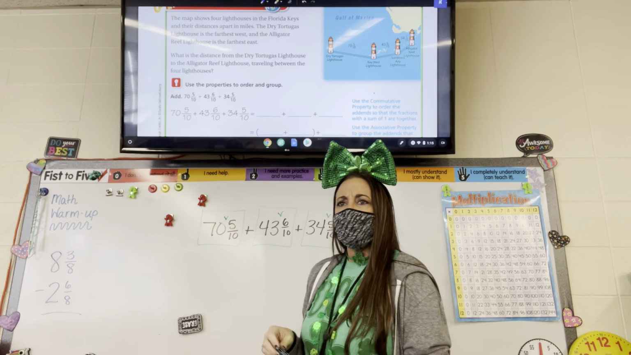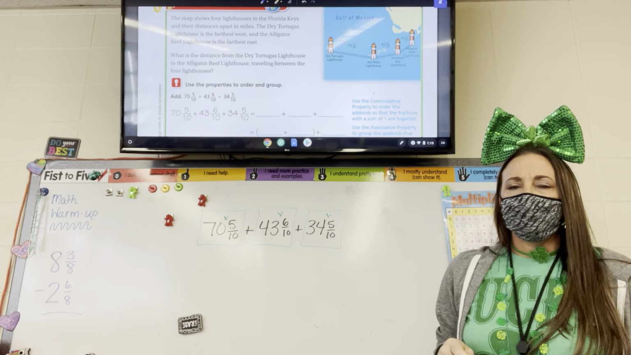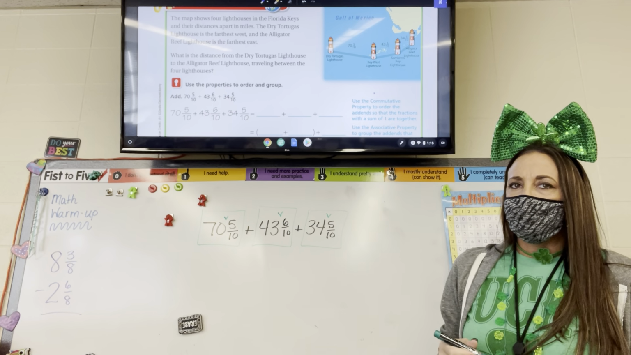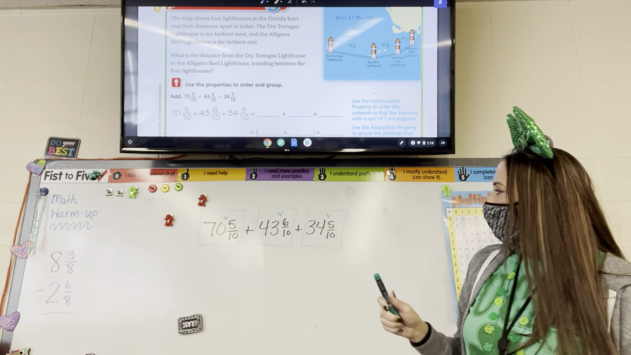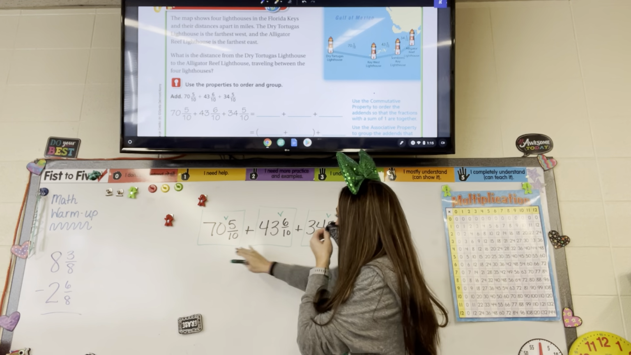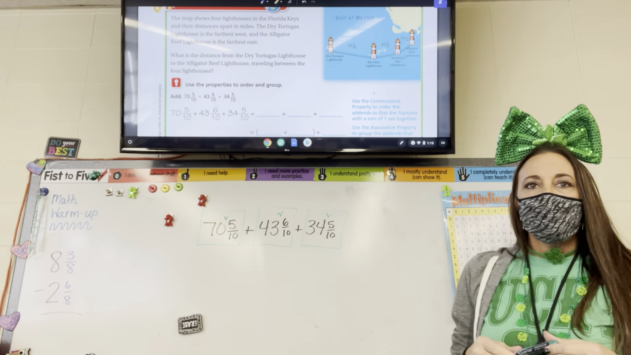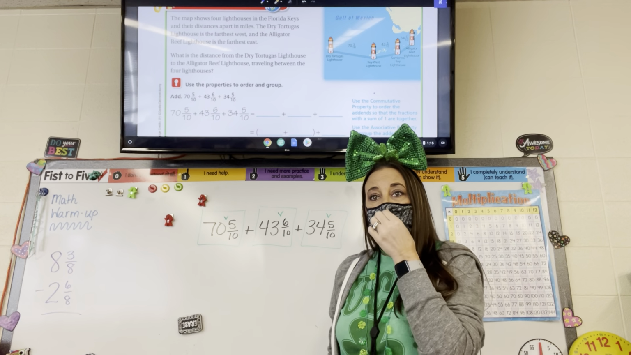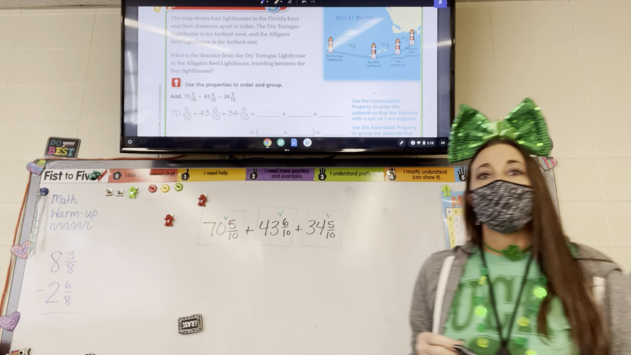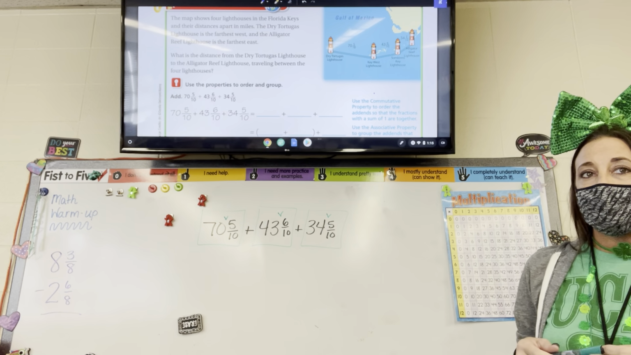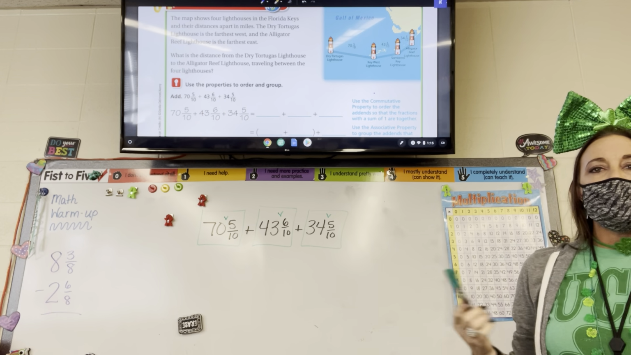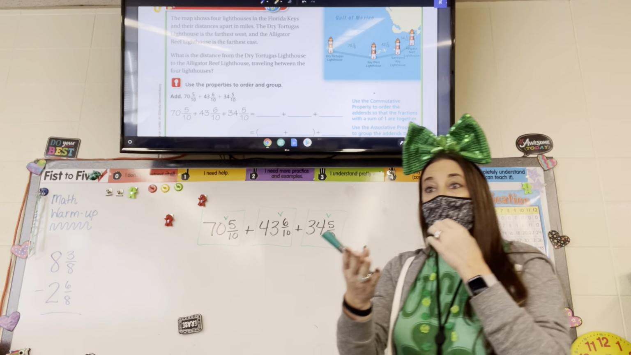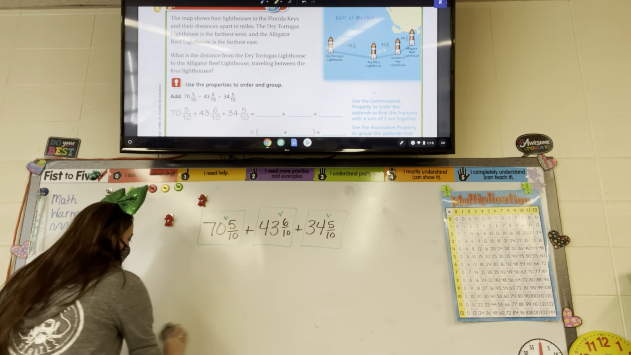Why did you choose those two? Because they're asking what's the distance between the Dry Tortugas Lighthouse and the Alligator Reef Lighthouse. But just forgetting all that, why did you choose these two numbers? Because they're both five tenths. What does that matter? Because you can't add two different... What's five tenths plus five tenths equal, Dakota? A whole. Bingo! Dakota, nice job. Give yourself a point.